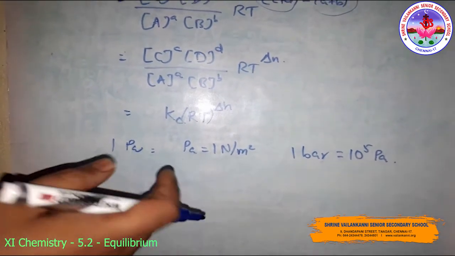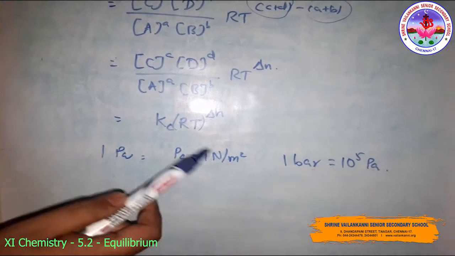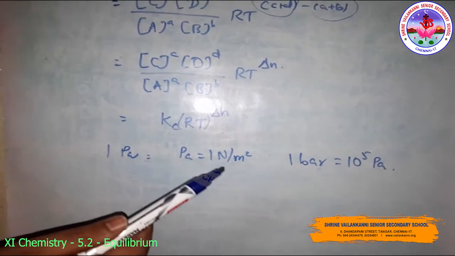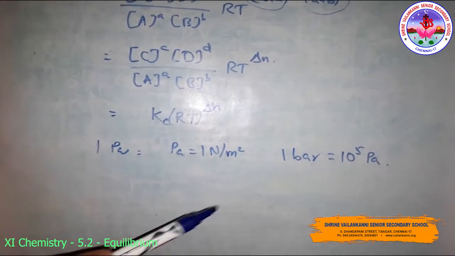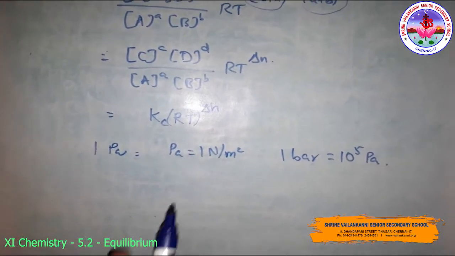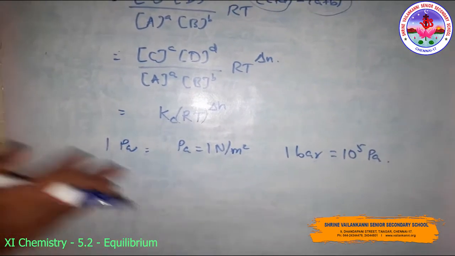You can look at in your textbook, that is table number 7.5, the equilibrium constant Kp for selected reactions, that is formation of ammonia, formation of sulfur trioxide, formation of nitrogen dioxide are given. You can look at it.